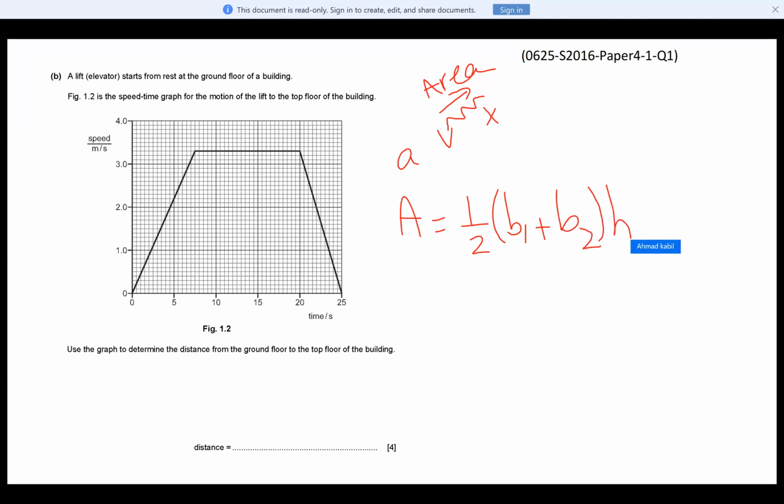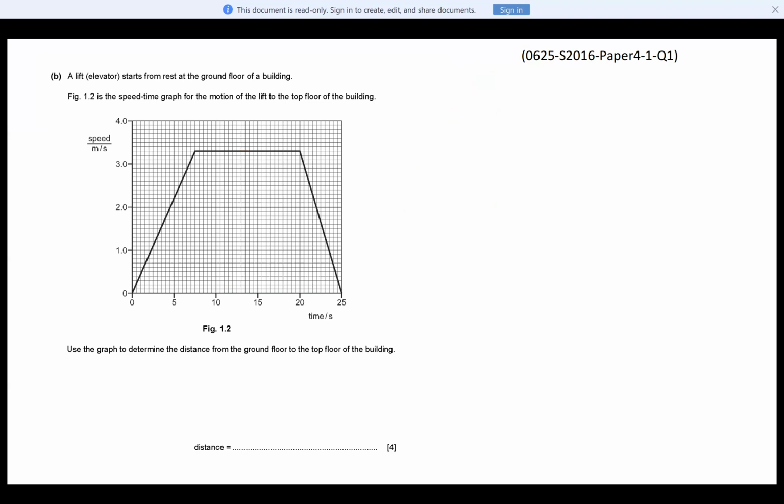What are B1 and B2? B1 and B2 are the parallel sides of the trapezium, which are this side here. Let's call this B1, for example, and then the side above would be base 2. And we can get base 2 simply by subtracting the x value of this point here, let's say x1, y1, minus the x value of this point here. So B2 would simply be x1 minus x2. Let's look at the numerical answer and see this together.